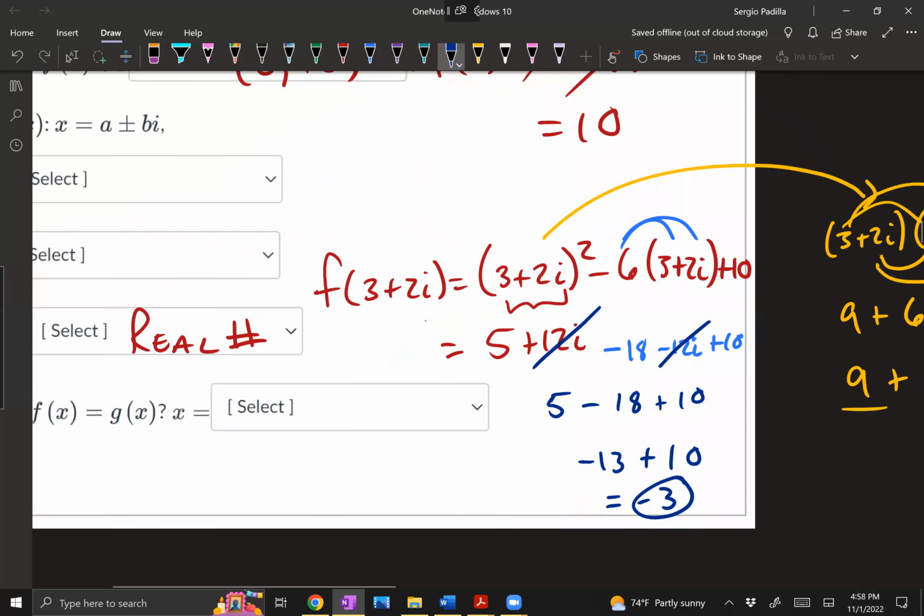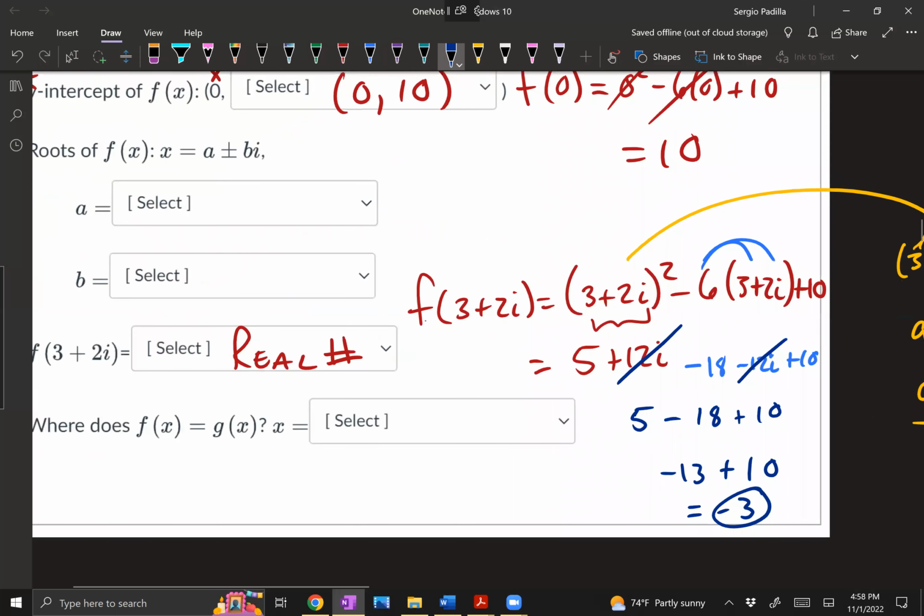So this complex number right here, is that an x-intercept? Is that a 0 of the function? Is that a root? No. If it was a root, it would have given you 0 here. But instead we got -3.